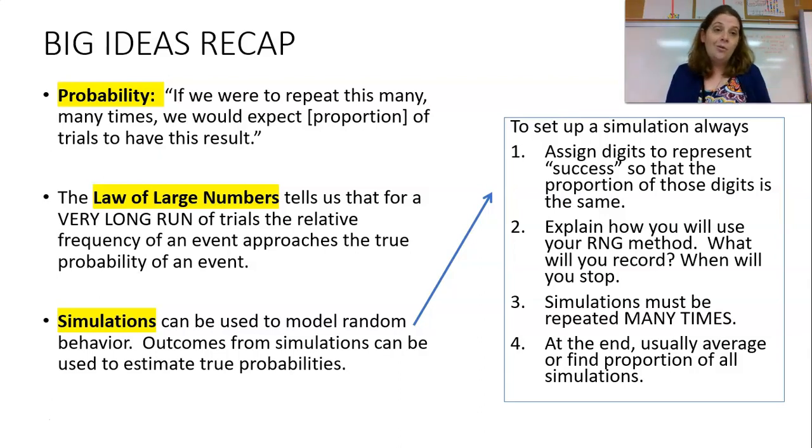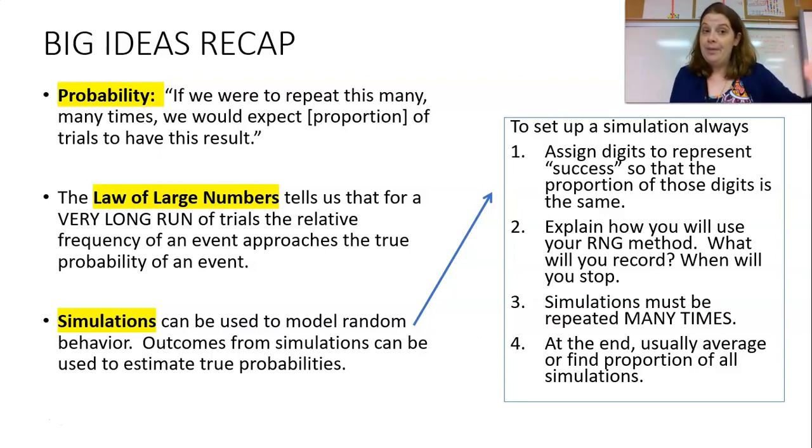And it's okay to ignore digits. Okay, if you're supposed to have a 50% chance, you could say, well, the 1 is success and the 2 is failure, and I'm going to ignore everything else. That's fine as long as you explain how. Then you'll explain your method. What are you counting? I'm going to count the numbers that are ones or evens or whatever. I'm going to stop once I've reached 20 trials. I'm going to stop when I find 4 successes. Explain how you're going to do that.